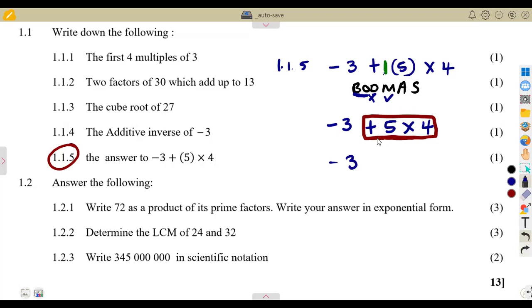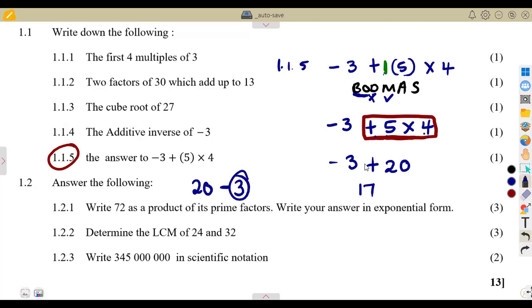So it's -3 plus 5 times 4. You multiply 5 times 4, which is 20. Then -3 plus 20 is the same as subtracting 3 from 20, which means 20 minus 3. That is going to give you 17.